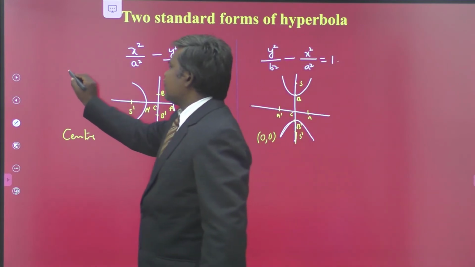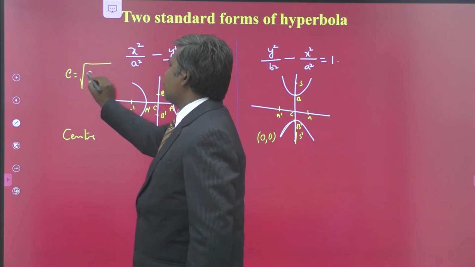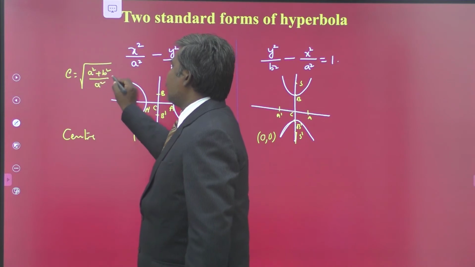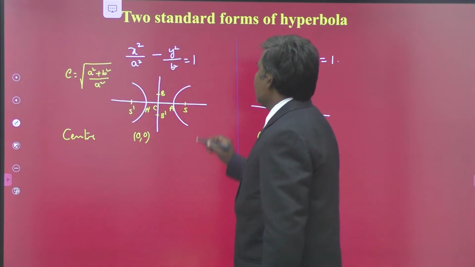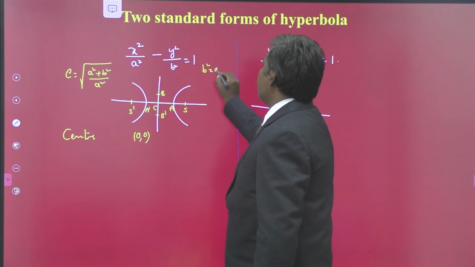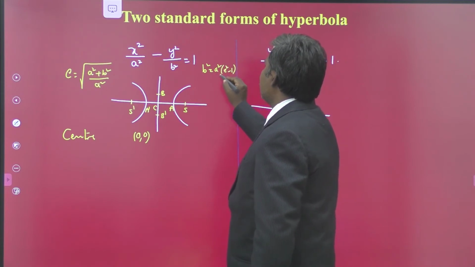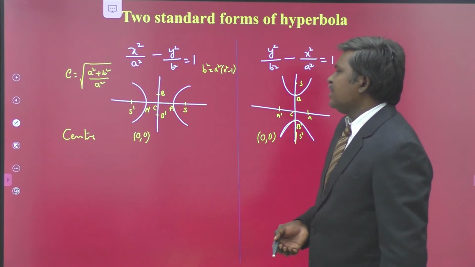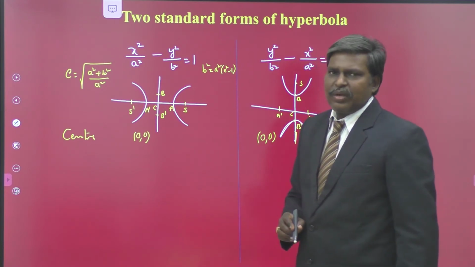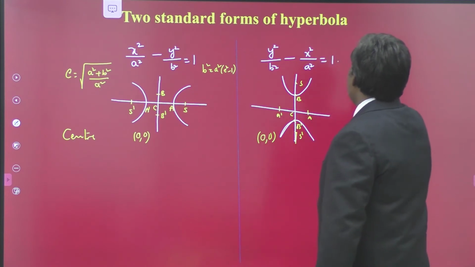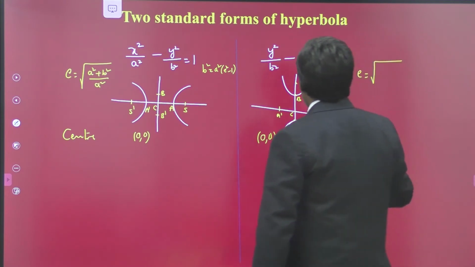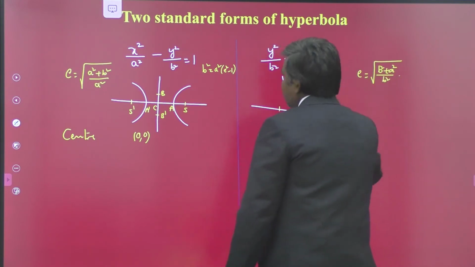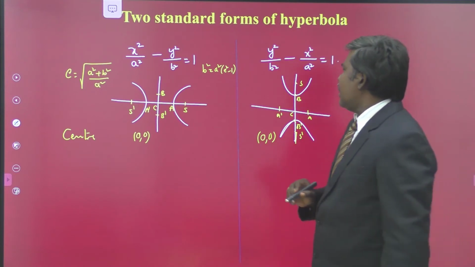Here what is the eccentricity? Eccentricity e is obtained by the formula root of a square plus b square by a square. Why is it root of a square plus b square by a square? We have b square is equal to a square into e square minus 1. So b square by a square plus 1 equals e square. Therefore, e is equal to root of a square plus b square by a square. Now what about e here? e is equal to root of b square plus a square by b square. This is the eccentricity of the hyperbola.